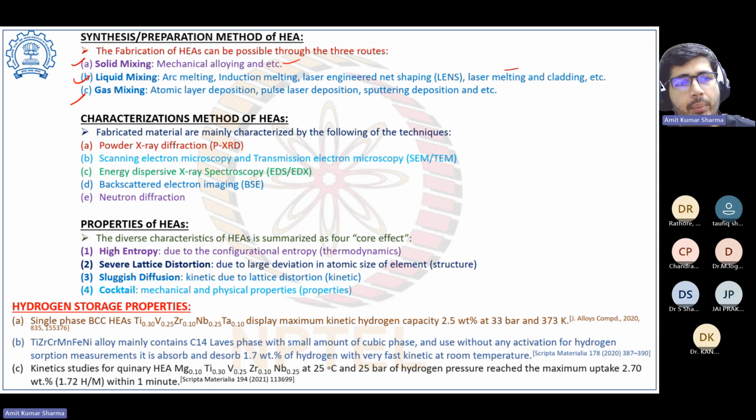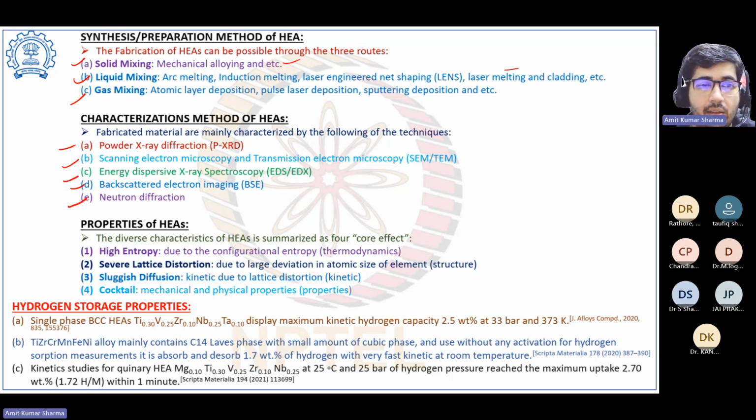Now the characterization methods of HEAs. The fabricated materials are mainly characterized with techniques like PXRD, SEM, TEM, EDS, EDX, BSE, and neutron diffraction.